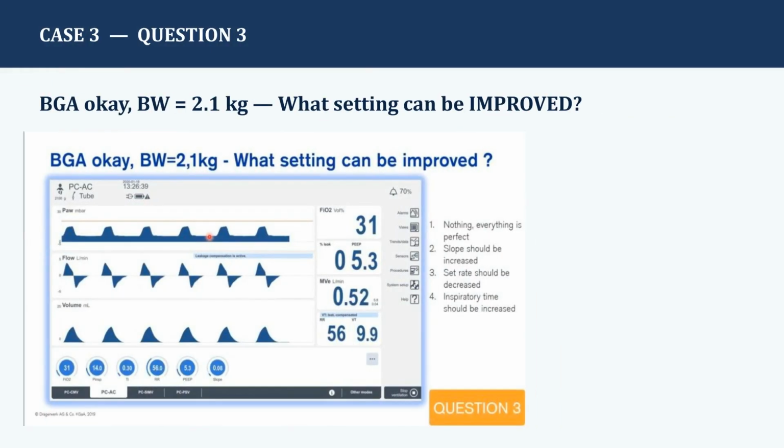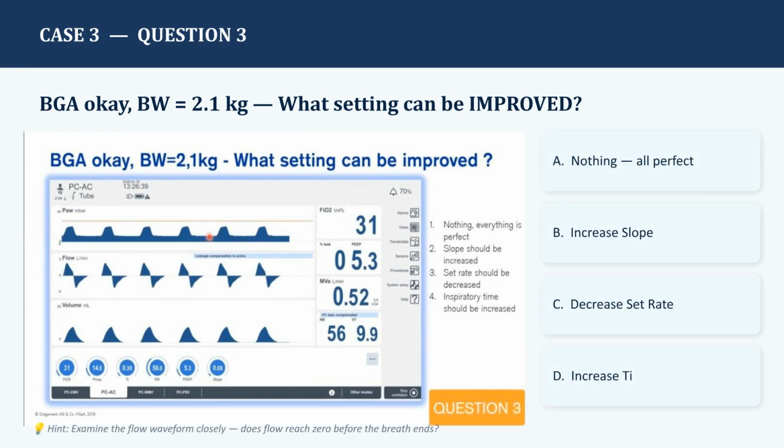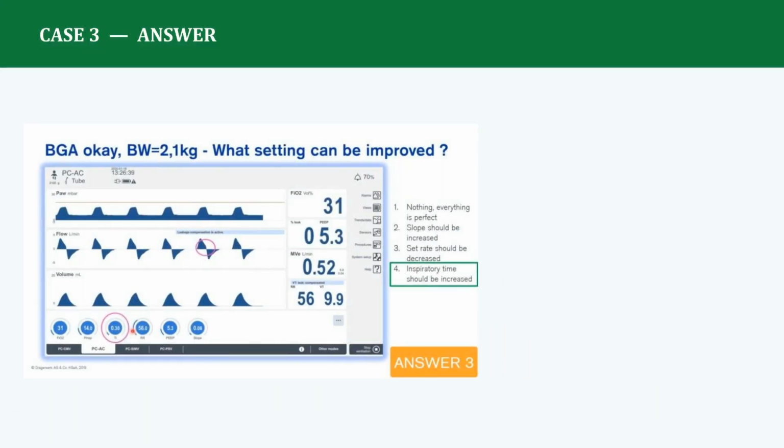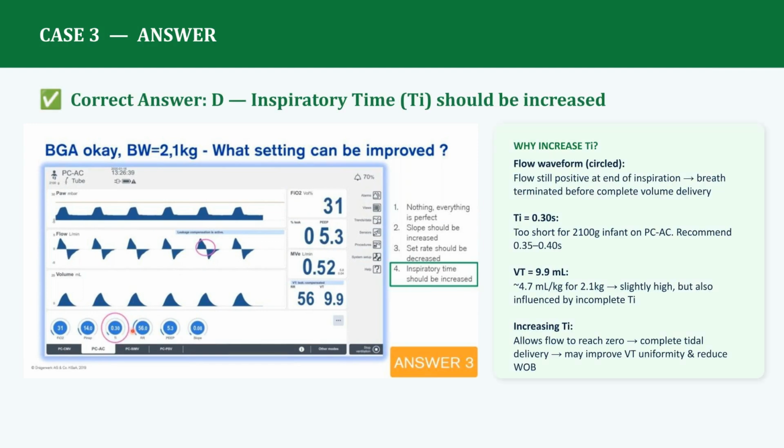Question 3 asks, with a clear blood gas and a weight of 2.1 kilograms, what ventilator setting can be improved? Look closely at the flow waveform to determine if the delivery is complete. The correct answer is D, inspiratory time should be increased. The flow waveform shows flow is still positive at the end of inspiration, meaning the breath was terminated before complete volume delivery. Increasing TI allows flow to reach 0, promoting complete tidal delivery and reducing the work of breathing.